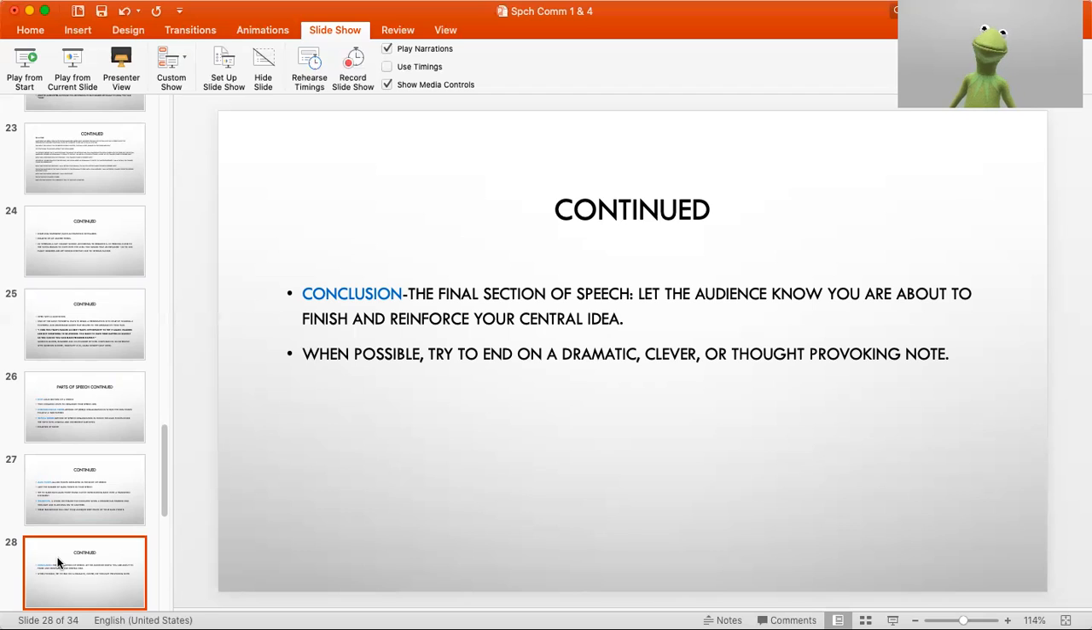That way you have them hooked in the beginning in your introduction. You have them hooked throughout the body of your speech. And in your conclusion, once again, you want to end with a dramatic, clever, or thought-provoking note. That way, once you finish your speech, they don't already move on and forget, that they're going to be processing and still thinking about what that topic was, what that concept or those ideas were.